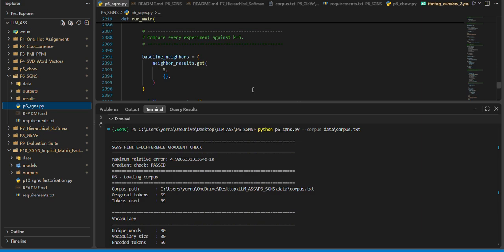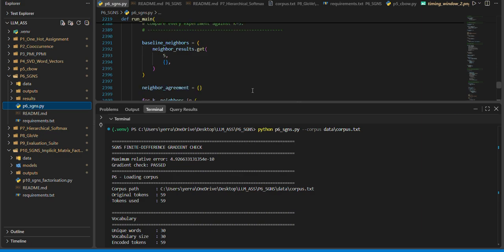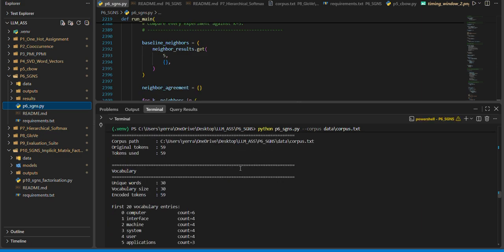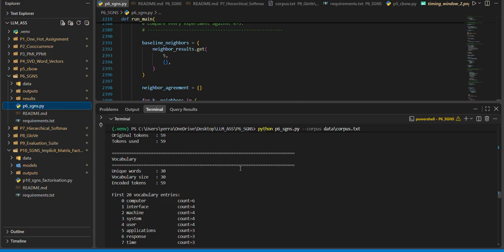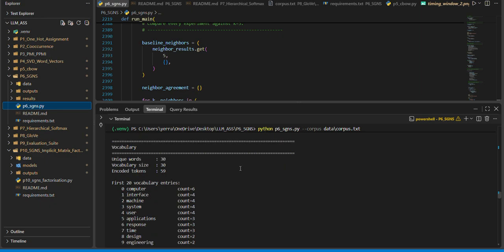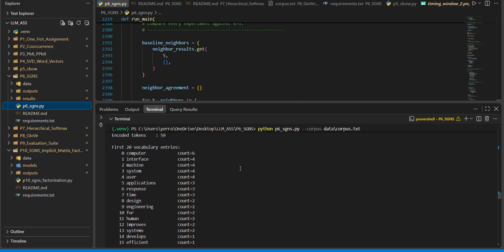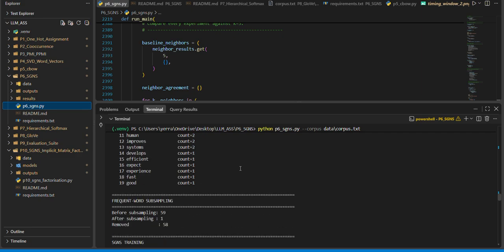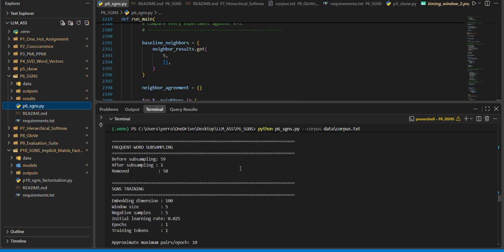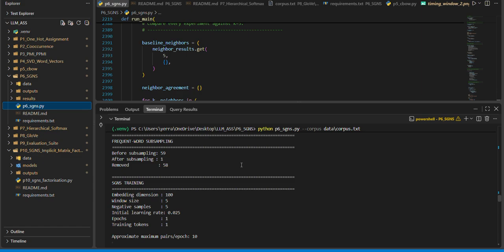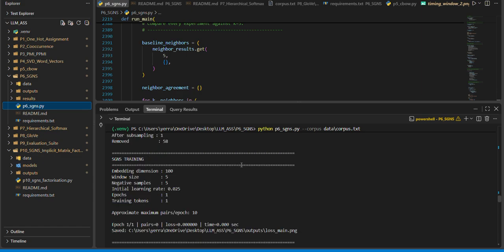Frequent word subsampling. Very frequent words are probabilistically discarded using the standard Word2Vec subsampling strategy. This reduces the number of uninformative training pairs and can significantly improve training efficiency. It also gives relatively rare but informative words more influence during training.